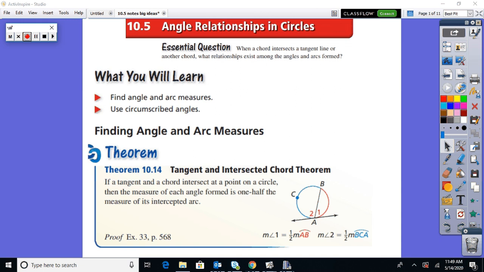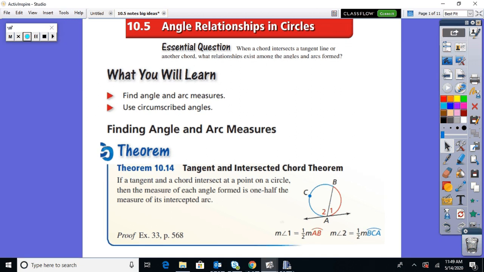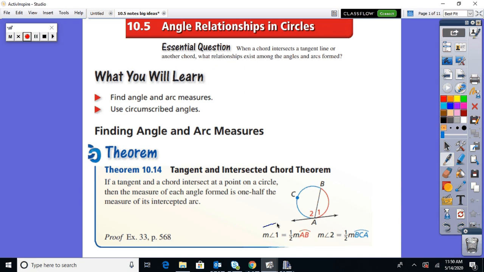First theorem, 10.14, the tangent and intersected chord theorem. When you have a tangent and a chord that intersect, essentially you have an inscribed angle again, because the angle's vertex is on the circle. So it's the same rules as last section. The arc BA is going to be half of angle 1, and the arc over here, ACB or BCA, is going to be half of angle 2. So let's see what it looks like.